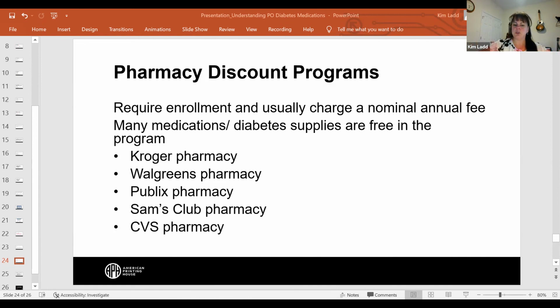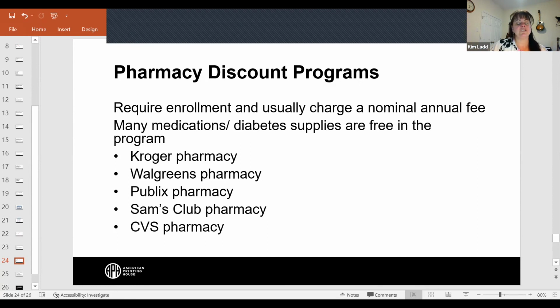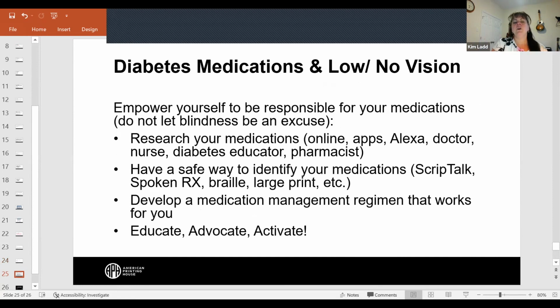So I just wanted to put that out there, so you know about it. The pharmacies that I know about, I'm in Virginia, so these are the ones that I'm most familiar with, but there might be some in your local area. Kroger Pharmacy, Walgreens, Publix, Sam's Club, and CVS. Those are the ones I know of that have pharmacy discount programs.